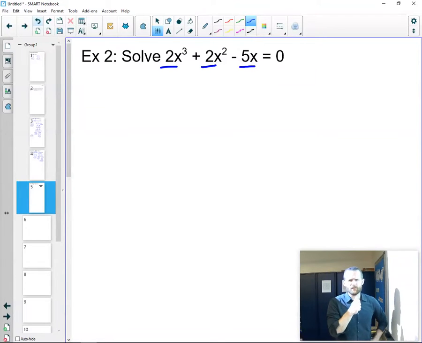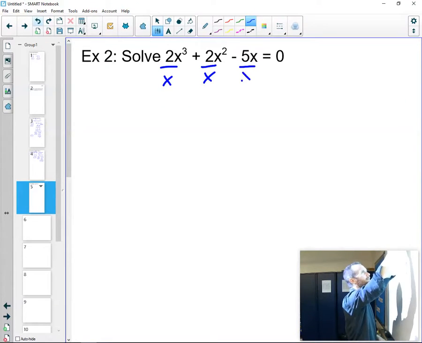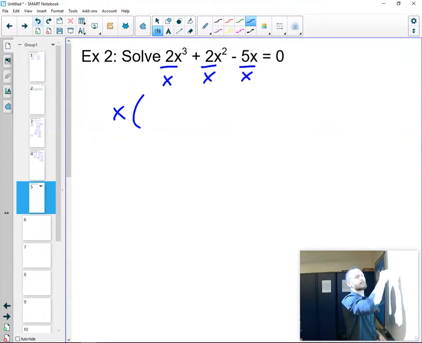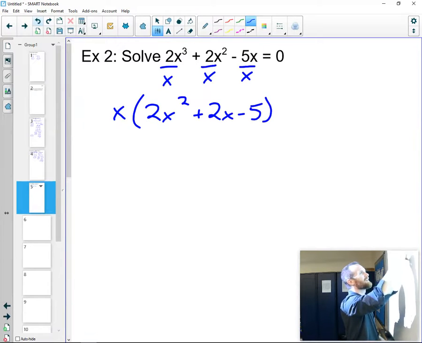Now, if you're just focusing on the coefficients, the 2, 2, and negative 5, you might think, well, wait a minute, there is no GCF. But remember, the C in GCF stands for common, and these three terms have x in common. I'm going to divide an x out in front, and let's see what happens. We get x times 2x squared plus 2x minus 5 equals 0.